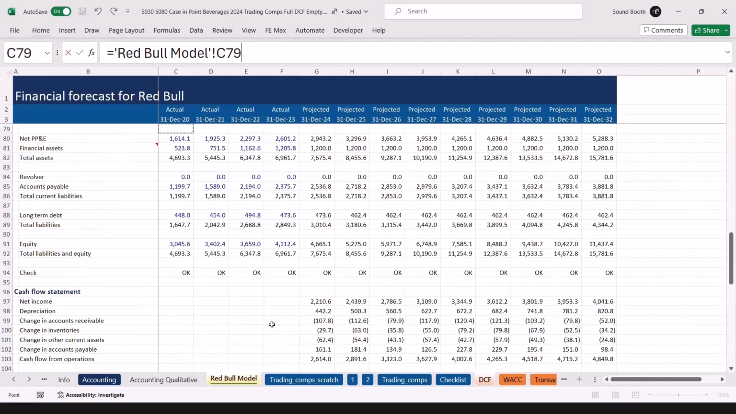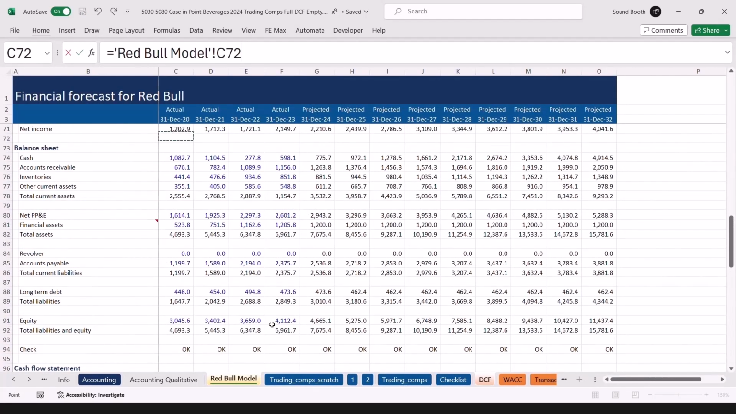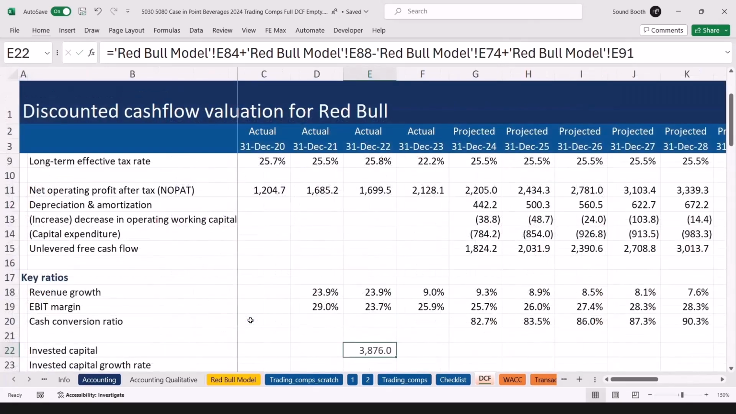I'll go to the balance sheet and calculate the net debt. So in column E, I'm going to take the revolver plus the long-term debt minus cash. That's my net debt. And the reason I want net debt is I only want what's been invested in the operational business, not in financial assets. And then I'm going to add to that the shareholders' equity in the same column here, and then I'll hit enter. And I get invested capital of 3,876.